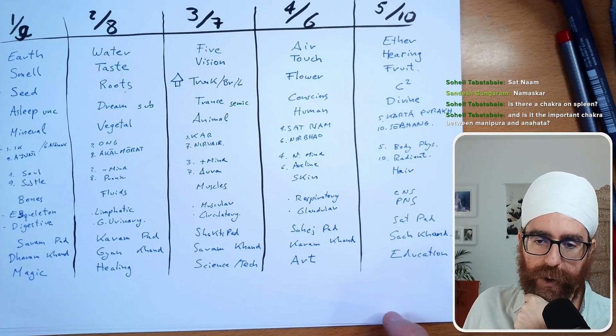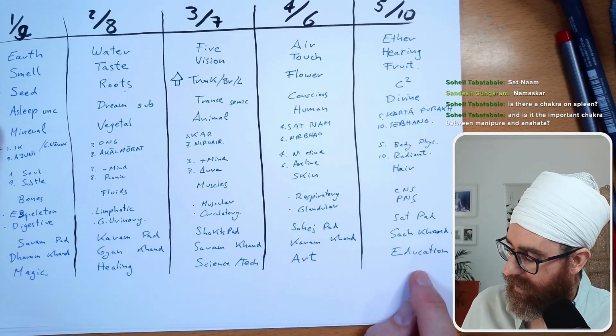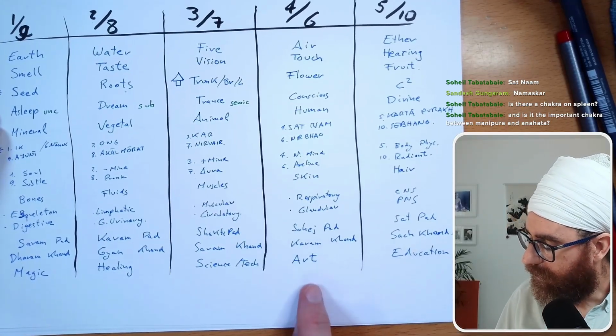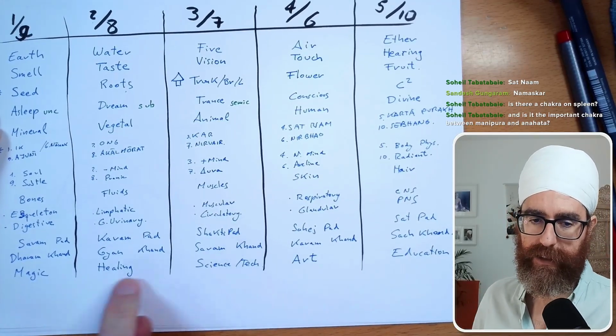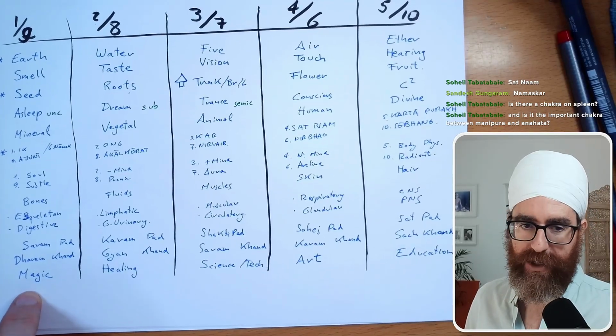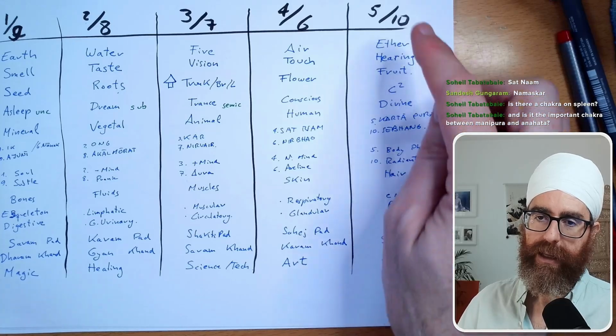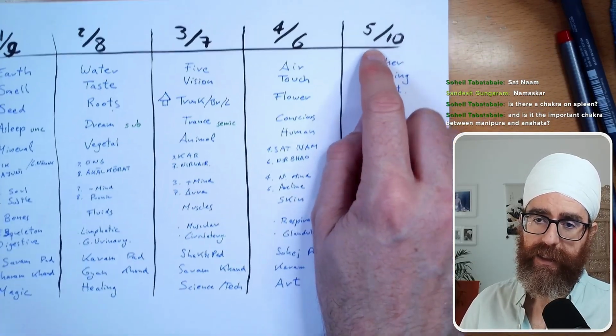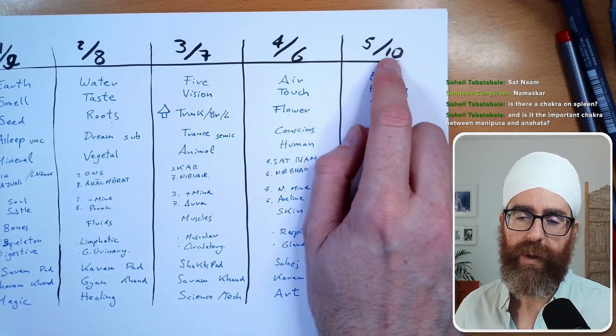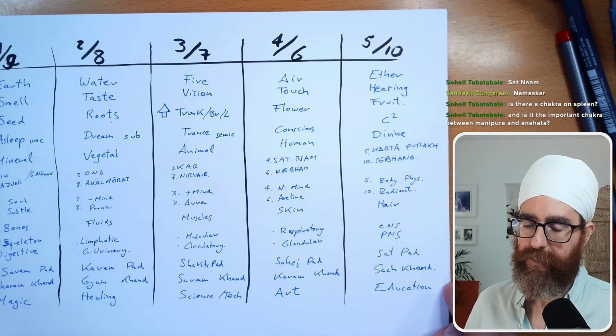I'm not sure what word I would use to do this. But you can go into education, you can go into arts, you can go into science, you can go into healing, you can go into magic. Education is linked to 5 and 10 because it's like the words teaching and studying. 10 would be studying and 5 would be teaching.